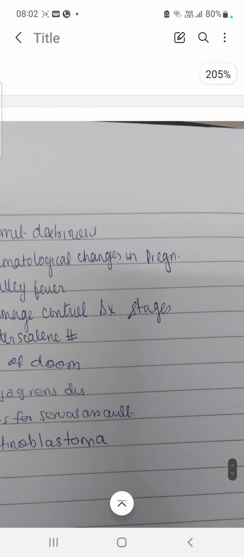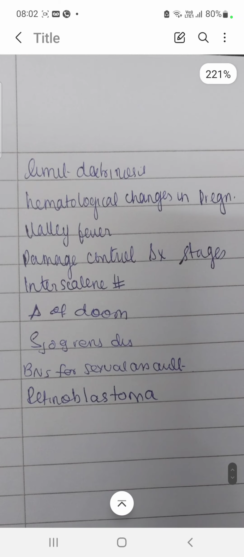Limit dextrinosis, it is Cori's disease. You are getting limit dextrinosis, the deficiency of debranching enzyme. Hematological changes in pregnancy. The unchanged is bleeding time and clotting time. Elevated is fibrinogen. All the clotting factors will be increased except only 11 and 13. Anti-clotting will be decreased: protein C, protein S, antithrombin. Fibrinogen will be increased, so ESR will be increased.